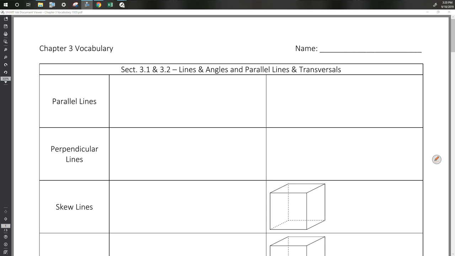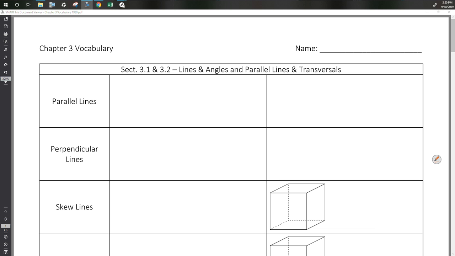Okay, so today we're starting chapter 3. And chapter 3 is all about parallel lines and different angle pairs formed by parallel lines and transversals, or just two lines and a transversal. So we'll talk about what a transversal is in a minute. It's on this vocabulary sheet. So the first thing we're going to talk about are parallel lines.